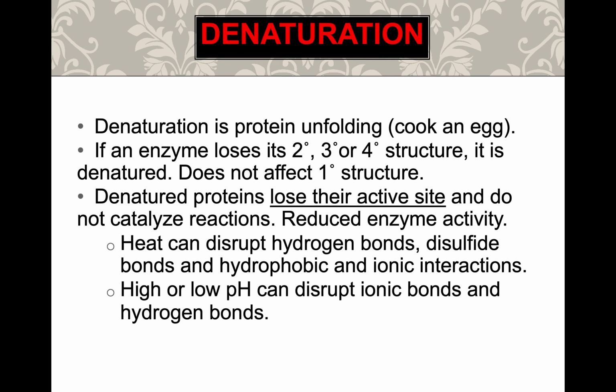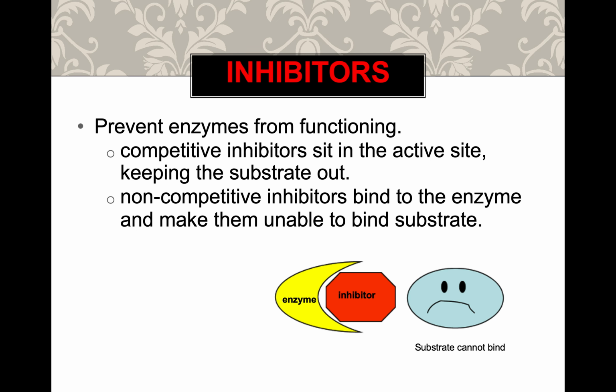Now, denatured proteins lose their active site because as it unfolds, there is no more binding site or active site because it has been unfolded. And of course, it could not catalyze reaction. It would also reduce enzyme activity. For example, heat can disrupt hydrogen bond, disulfide bond, and also hydrophobic and ionic interaction. Apart from that, high or low pH can also disrupt ionic bonds and hydrogen bond. So as you can see here, disulfide bridge or bond, as strong as it is, it could also be affected by high heat.